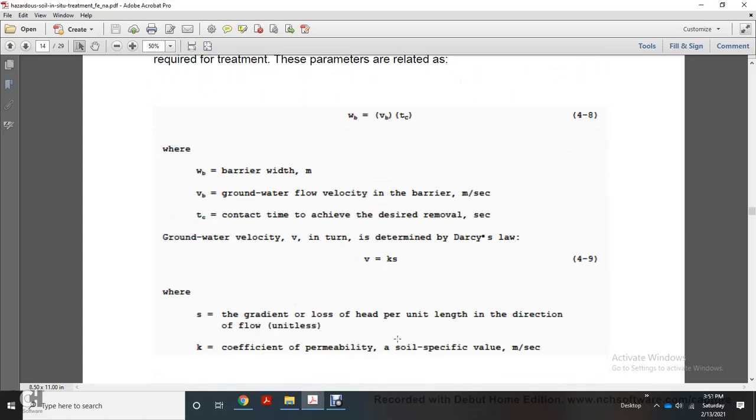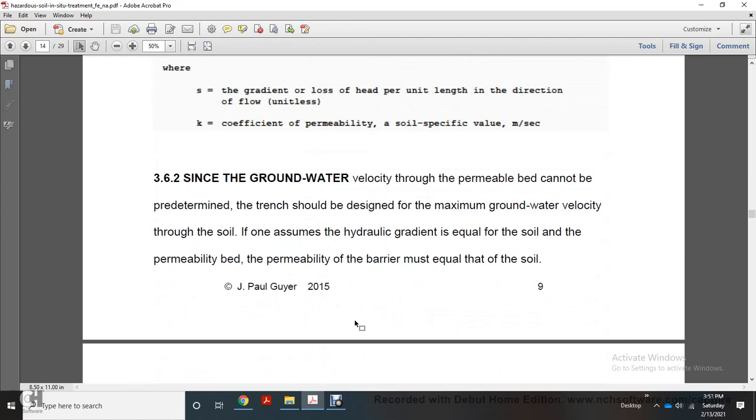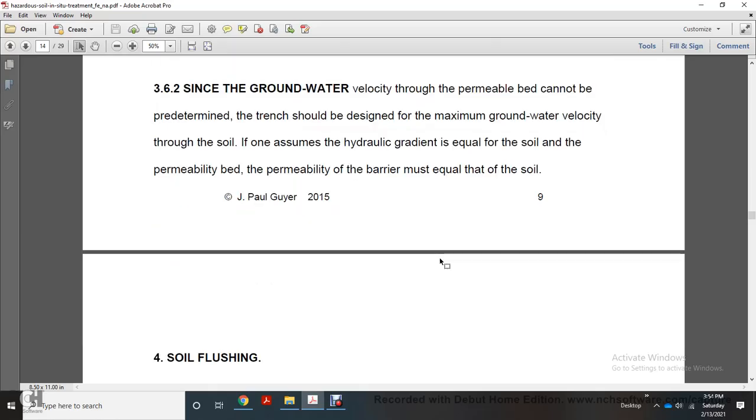V equals Ks times i, where i is the gradient, the loss of head per unit distance in the direction of flow, and Ks is the coefficient of permeability of the soil, so that the maximum value is equal to the groundwater velocity. Since the groundwater velocity through the permeable bed cannot determine the trench design, the maximum groundwater velocity through the soil assumes the hydraulic gradient is equal to that of the soil. The permeability of the barrier must be equal to that of the soil.